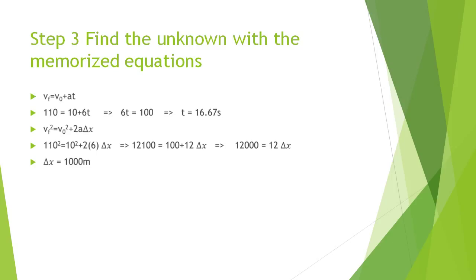Now, to find the distance or the displacement, also known as the delta x variable, we could use one of our memorized formulas, which is VF squared equals V0 squared plus 2 times A times delta x. So if we substitute this, we would have 110 squared equals 10 squared plus 2 times 6 times delta x. And if we were to reorganize all of this, as you can see on the screen, delta x would be equal to 1,000 meters.